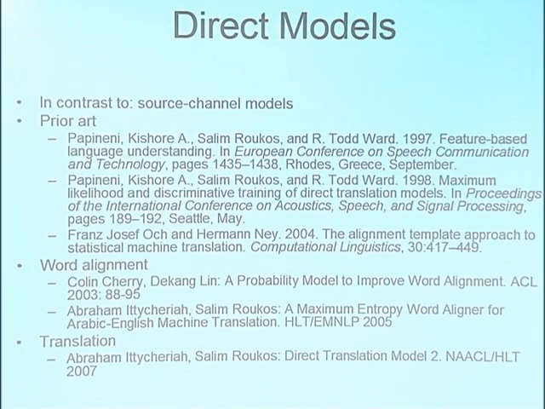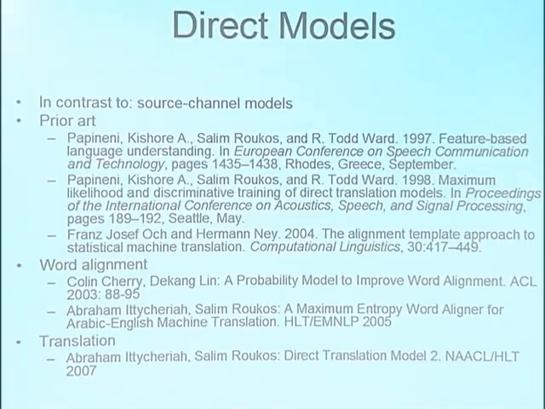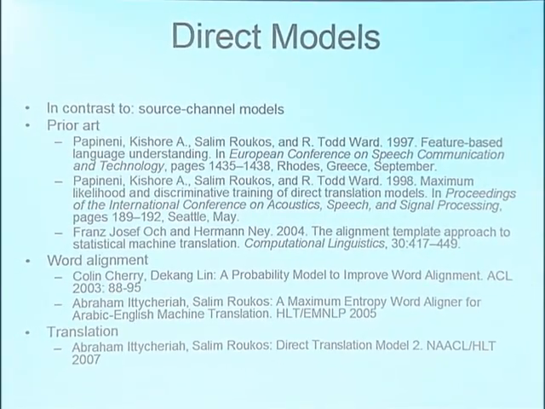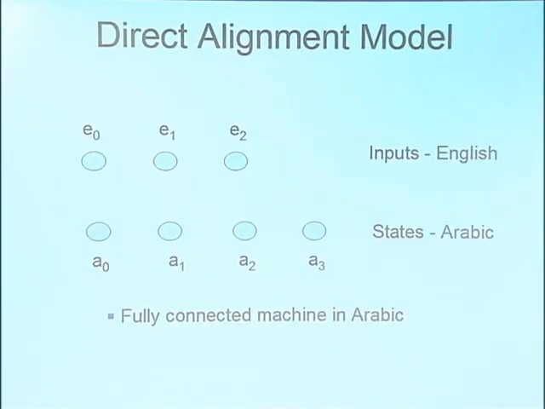And Franz Och also, most of his work and most of the work on recent phrase decoders, they're all direct translation models, really. So for word alignment, there was this paper by Colin Cherry and Dekang Lin that goes beyond HMM alignment, but they didn't have data. And we had two papers, both at HLT, talking about our alignment and translation work, which is what this talk is about.